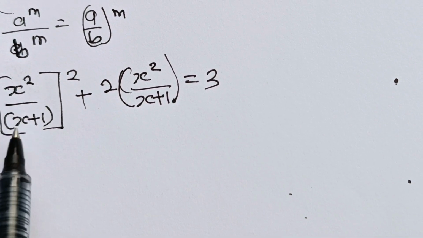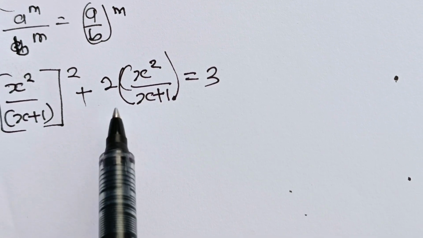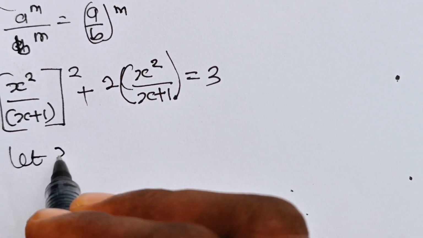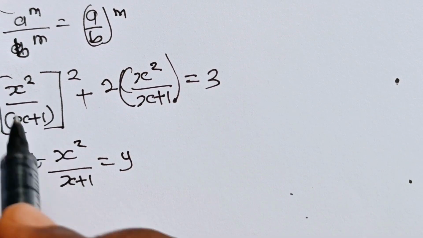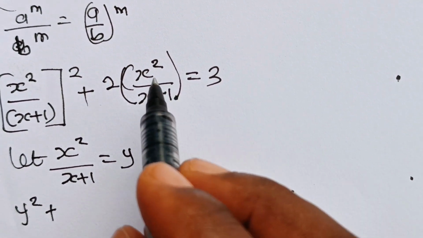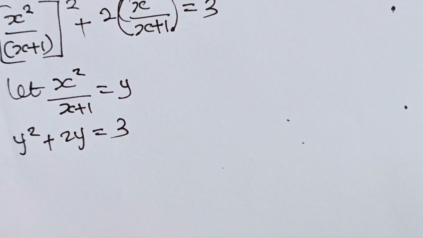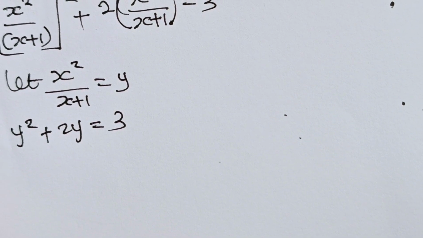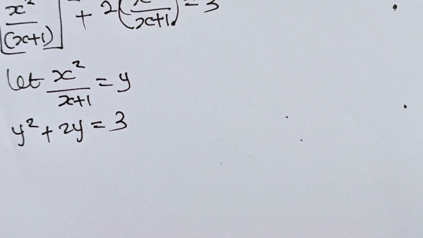Now we can see x squared divided by x plus 1 here and x squared divided by x plus 1 here. Therefore we can say that let x squared divided by x plus 1 be equal to y. And when we say that, that means what we have here is y squared plus what we have here is 2y is equal to 3. So what we just formed is a quadratic equation, but do not be in a hurry to leave, because recall that we are not looking for the value of y. We are looking for the value of x. So please stay put and see how we got x from y. All right. Thank you so much.